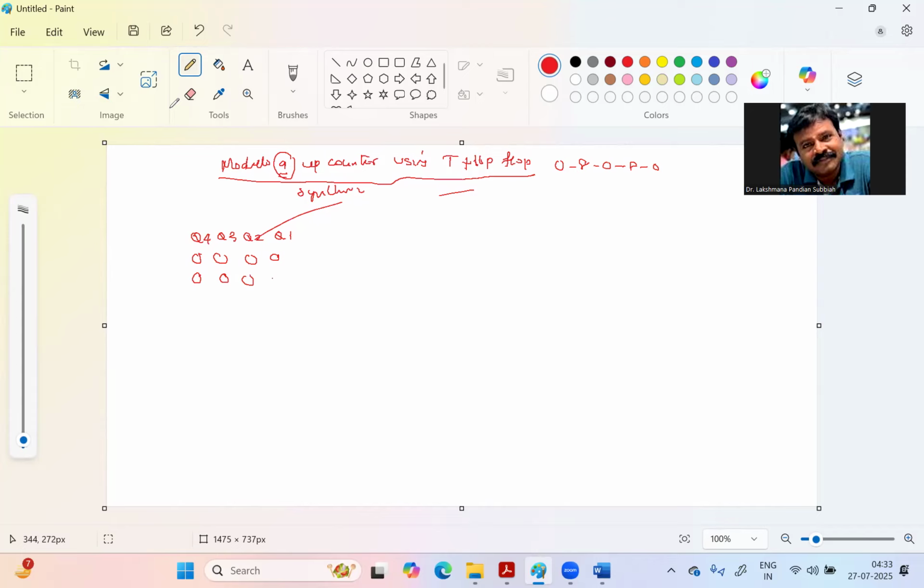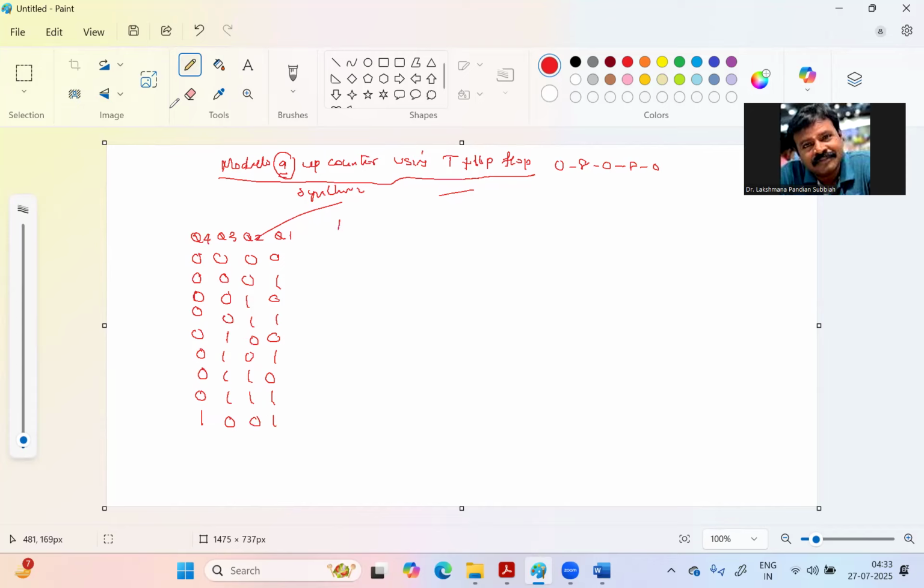Then 0, 0, 0, 1, then 0, 0, 1, 0, 0, 0, 1, 1, then 0, 1, 0, 0, then 4, 5, 6, 7, then 8, up to 0 to 8, right?